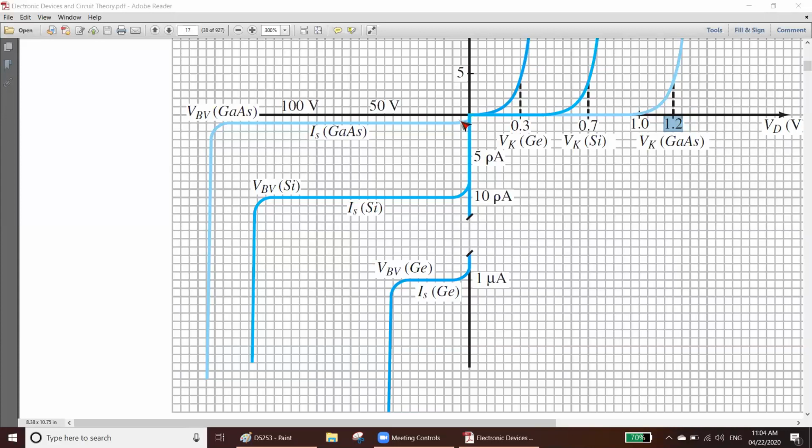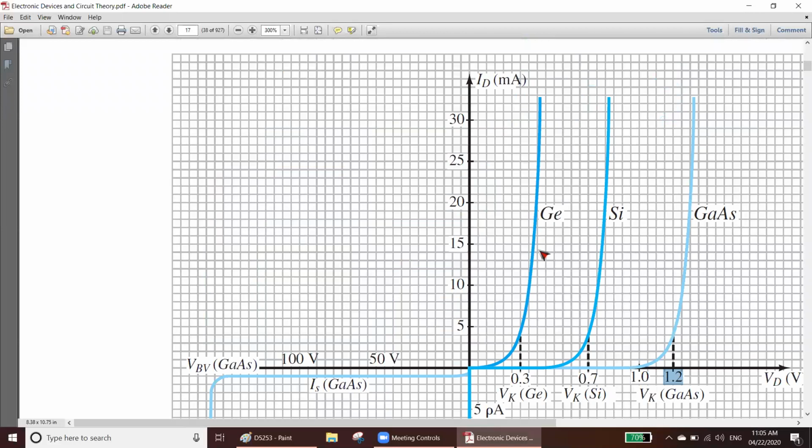So this graph is for gallium arsenide. The longer it goes, that means the furthest it goes, the better. That means it can sustain more voltage in the reverse bias. So this is the reverse bias condition. Here let's say it is 50 volt, 100 volt, 150 volt. That means it can sustain 150 volt. Sustain means you can give more and more voltage in the reverse bias. The smaller one is the germanium.